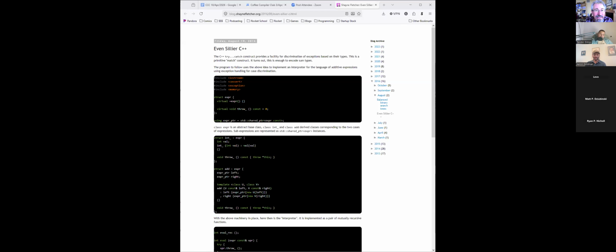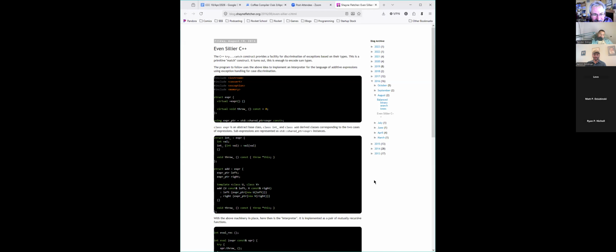Fine. Pattern matching with try catch. Oh, God. Oh, geez. It's a very funny post. The title matches the intent, even sillier: C++, where you can use try and catch to implement basically pattern matching in C++. It's like, why? To be a joke, of course.